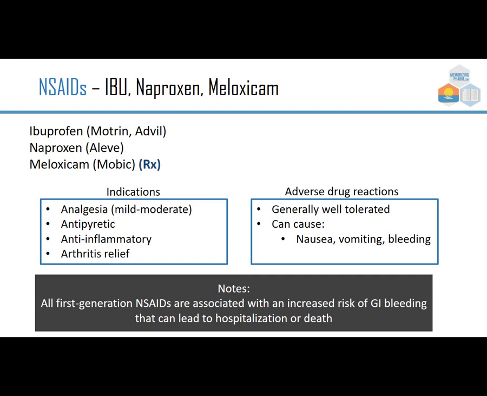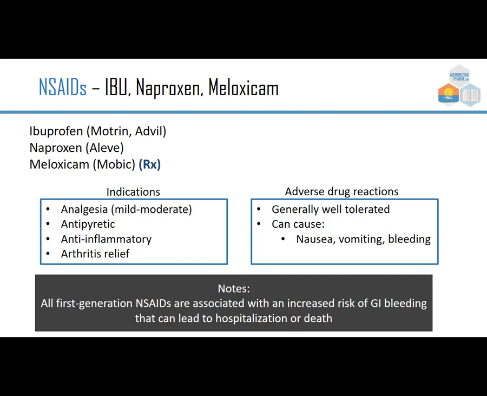So let's look at some specifics: ibuprofen, naproxen, meloxicam. Ibuprofen, brand Motrin and Advil, and naproxen, brand Aleve, are all found over the counter. And then meloxicam, brand Mobic, is a prescription. The indications include analgesia, so pain, antipyretic, fever, anti-inflammatory, inflammation, and arthritis relief.